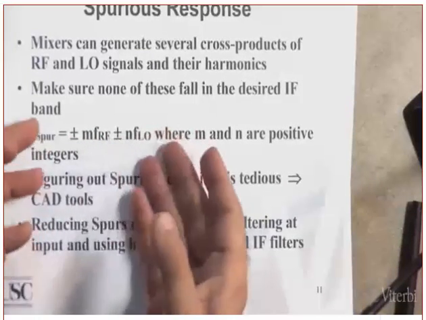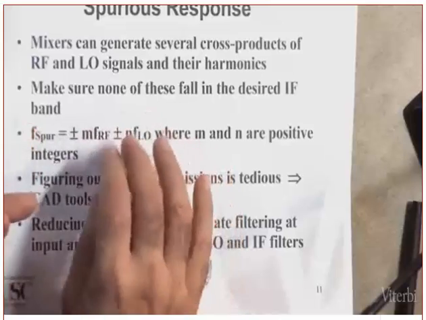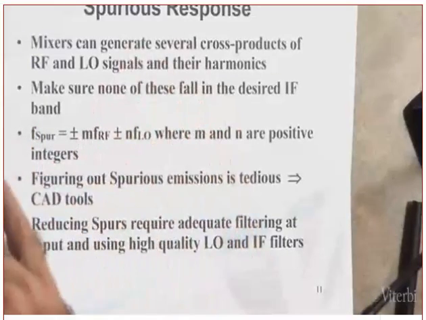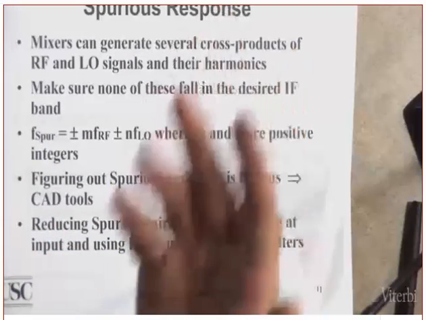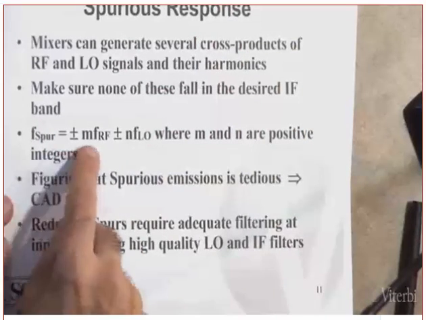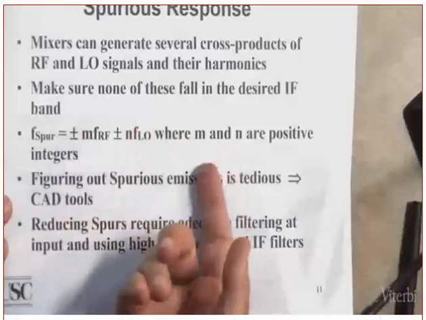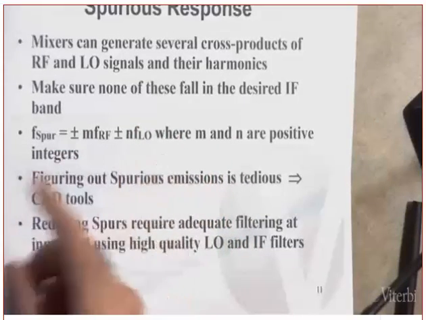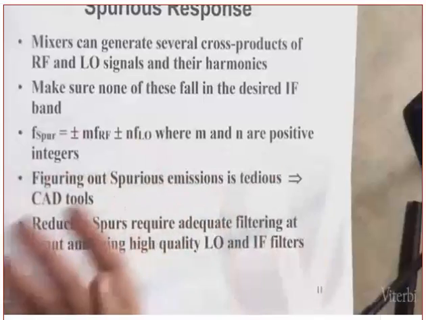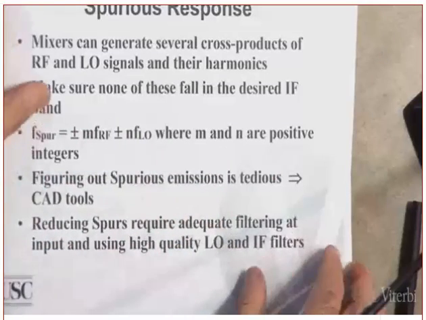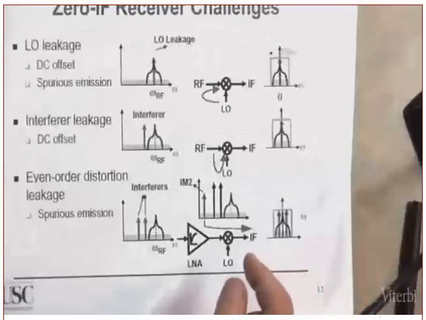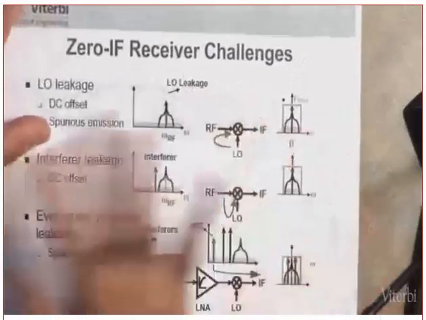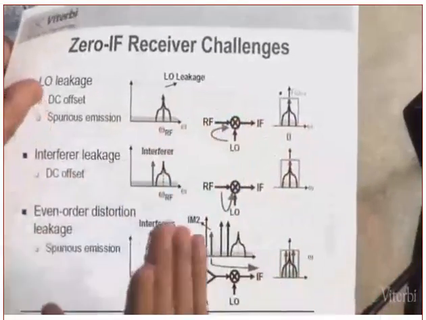Clear? Now, figuring out which one of these components are within the band of interest is a little bit tedious, because there are a lot of integers for M and N. Did you get my point or not? So you usually write a program, an Excel sheet, or use some CAD tools to figure out which one of these is in the band of interest or not. This we already talked about earlier. I'm not even going to touch it.